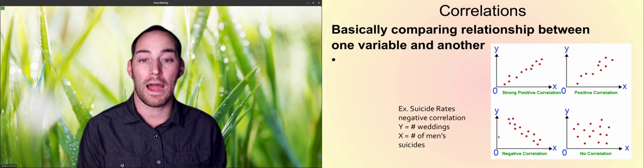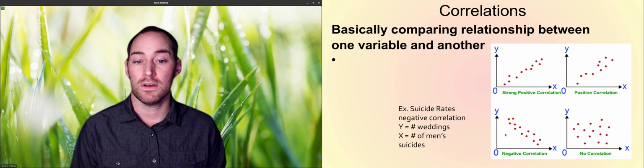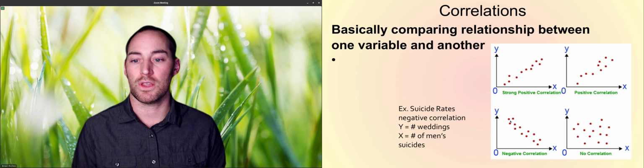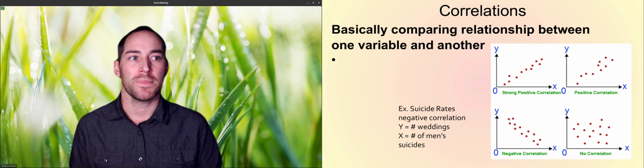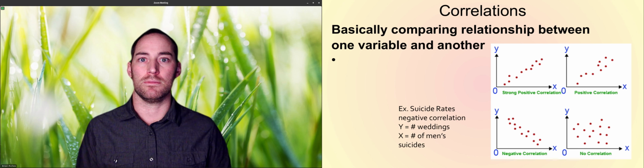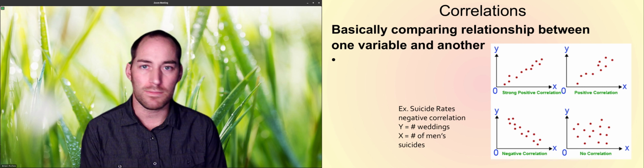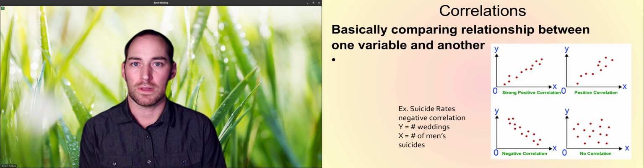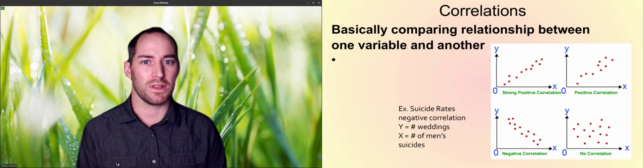So let's say Y is weddings. When there were no weddings, there were more men's suicides on X. So no weddings, more men's suicides. Lots of weddings, very few men's suicides. So there was a negative correlation between these things. Researchers at the time made the claim that the fact that men weren't getting married was causing suicides. It was not the case. A couple of years later, researchers said, hey, this is a correlation, this is not a causal relationship.